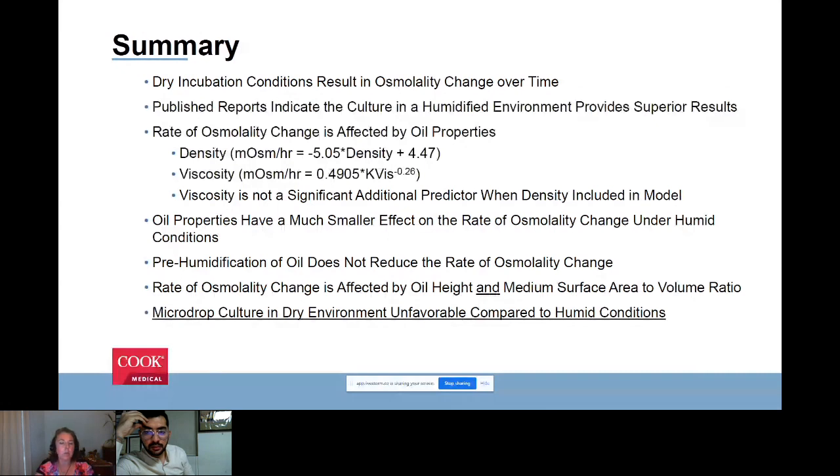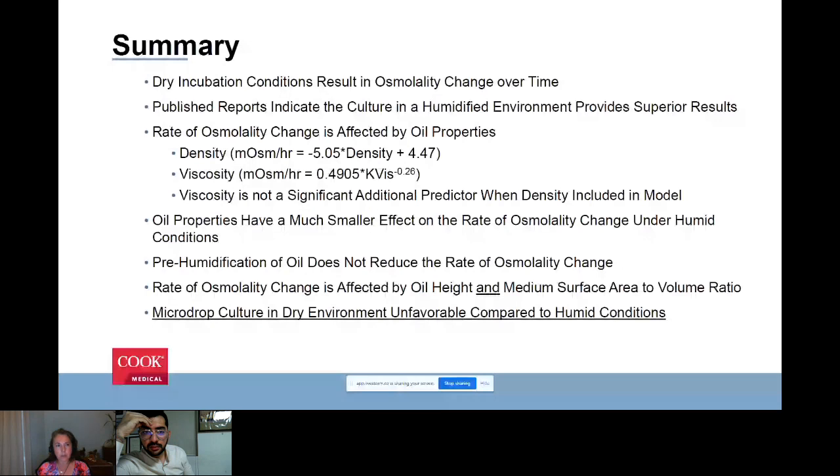So this is work in progress from Cook Medical. Steve is still doing more experiments to try and identify. I'll answer your question in a minute, Shanti.